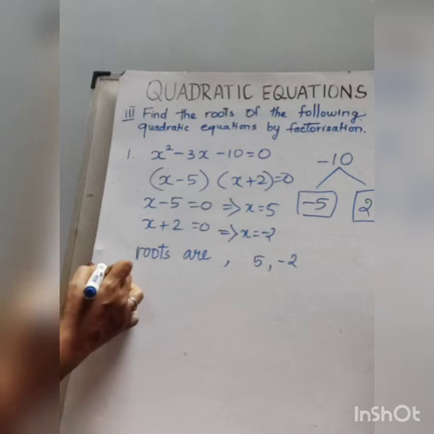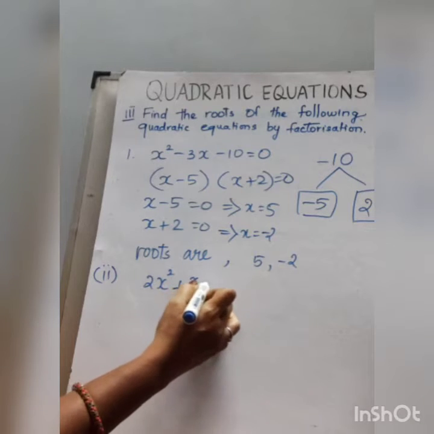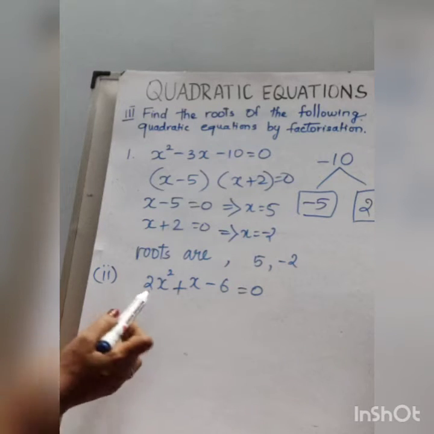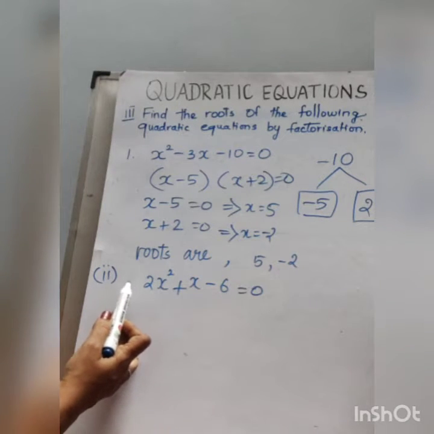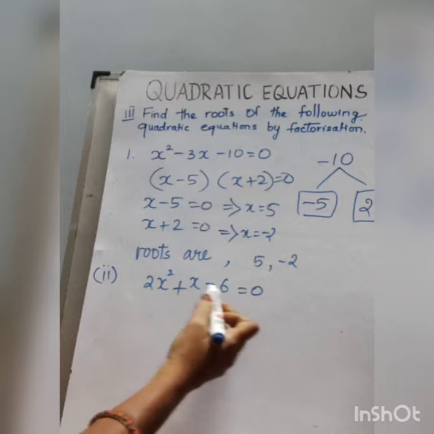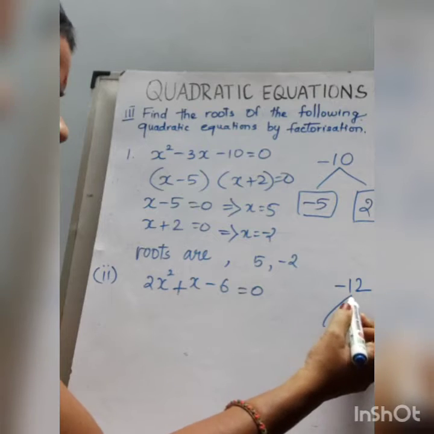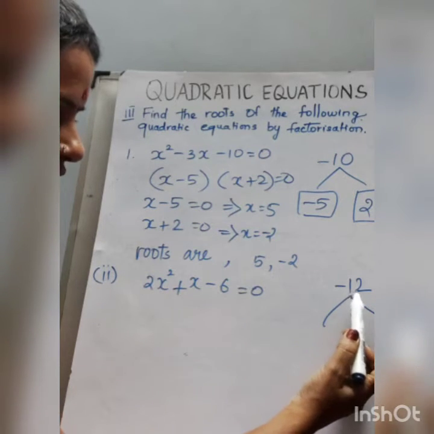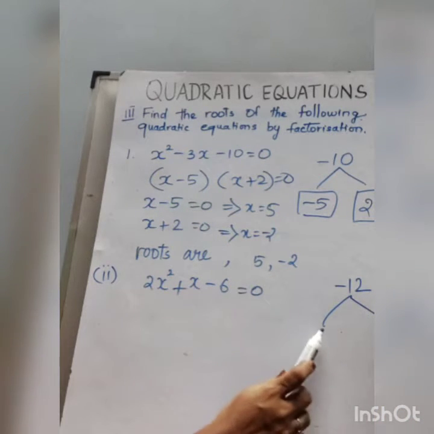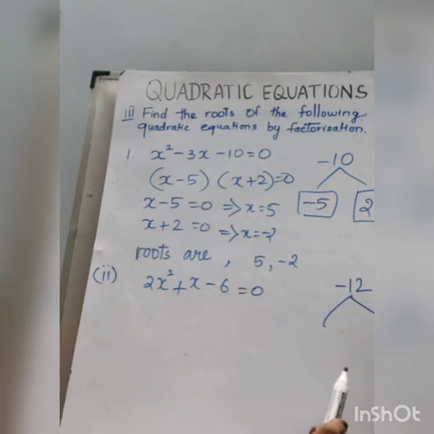Let us see another example, which is 2x square plus x minus 6 equal to 0. Now, as I told you earlier, the coefficient of x square is 2 and the constant term is minus 6. When I multiply these two terms, 2 into minus 6 is minus 12. I should split the middle term into two terms so that the sum should be 1 and the product should be minus 12.